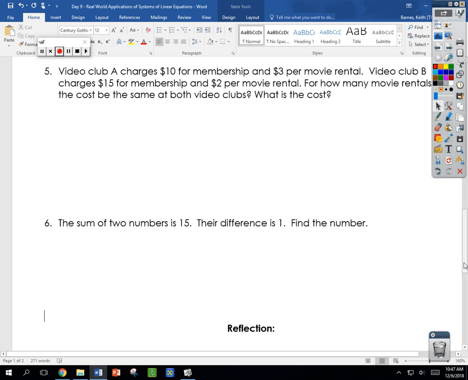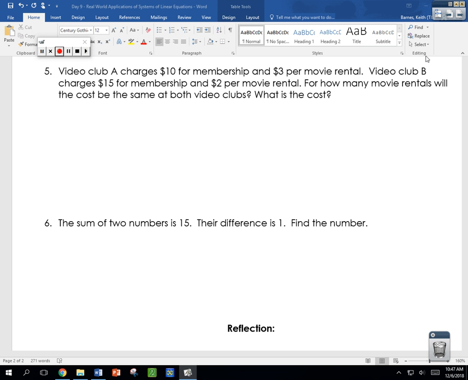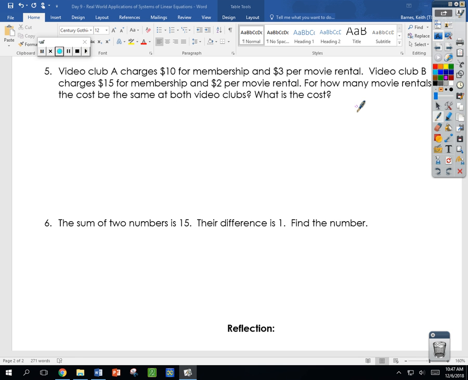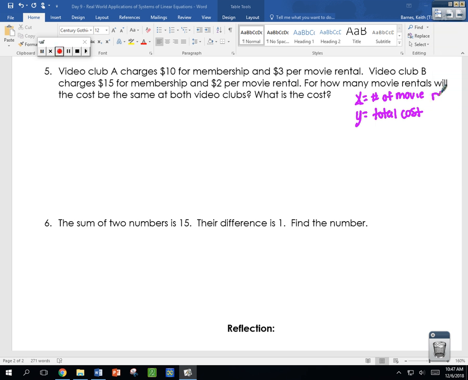Alright, the next one, Video Club A and Video Club B. There's 2 things I don't know here. I don't know how much the total cost, so y is the total cost. And I don't know how many movie rentals. So this time it's different because the total this time is a y, it's a variable, so it's equal to y. And here's video A, and here's video B. Those will be my 2 different totals.